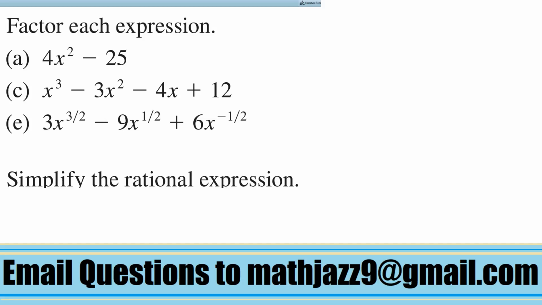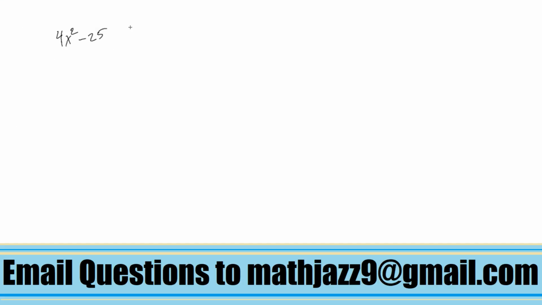We have 4x squared minus 25. So this is called a difference of squares. So notice that 4 is a square, x squared is a square, and 25 is a square. And when you're factoring a difference of squares, you just take the square root of the first thing, so 2x, minus the square root of the second thing, which is 5. Multiply that quantity by the square root of the first thing, plus the square root of the second thing.